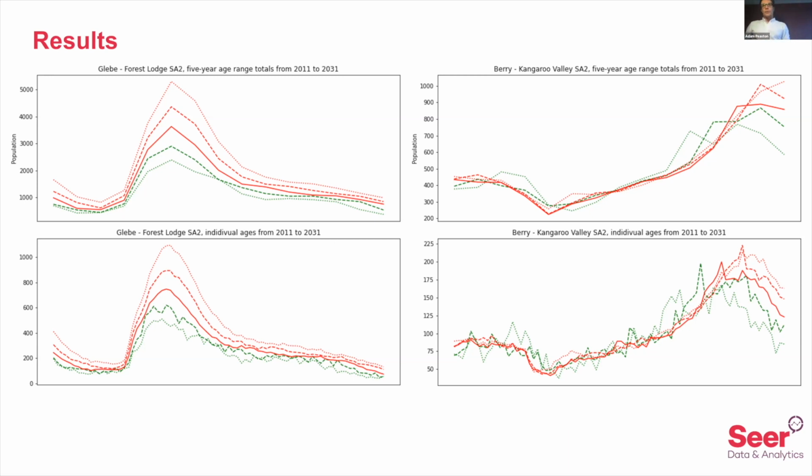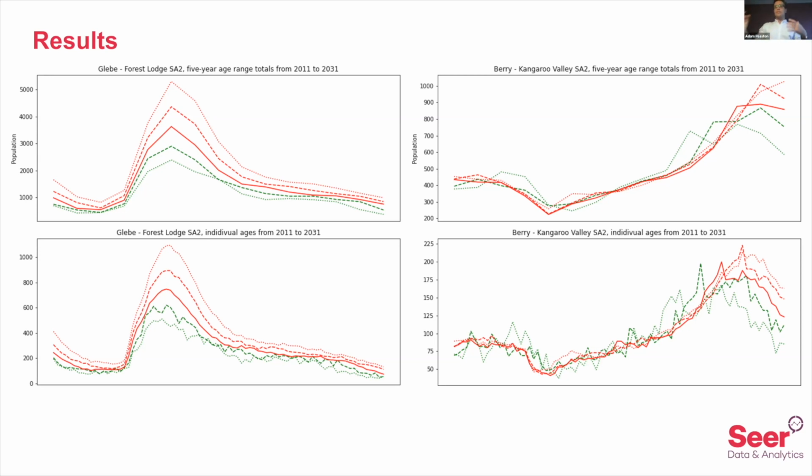We can contrast that with what the population of the Berry Kangaroo Valley SA2 on the right-hand side is doing, where you can see that, again, that population in the 65-year plus age bracket is marching forward, aging in place, and in fact the most common age for that location is probably moving from about 65 through to about 75 or 80 years.